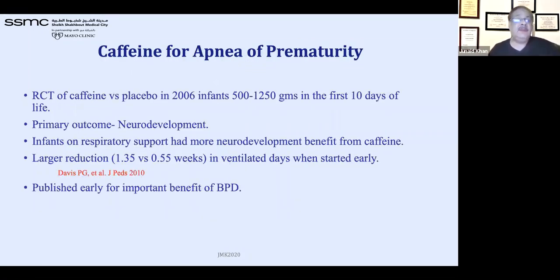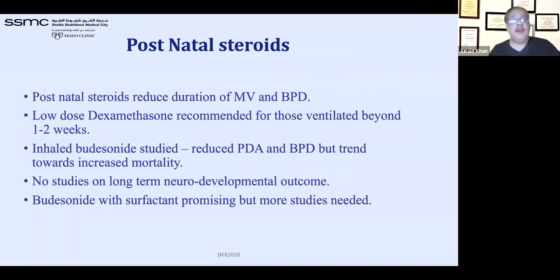So caffeine for apnea of prematurity, I think 2 weeks ago you got that talk and you know all this. Caffeine is very important for all those babies. Start day one with IV caffeine and then shift to PO caffeine. Postnatal steroid we are using, but after 1 to 2 weeks of age because of neurodevelopmental outcome. If you use it before 1 week, then the neurodevelopmental outcome is worse as compared to after 2 weeks of age.